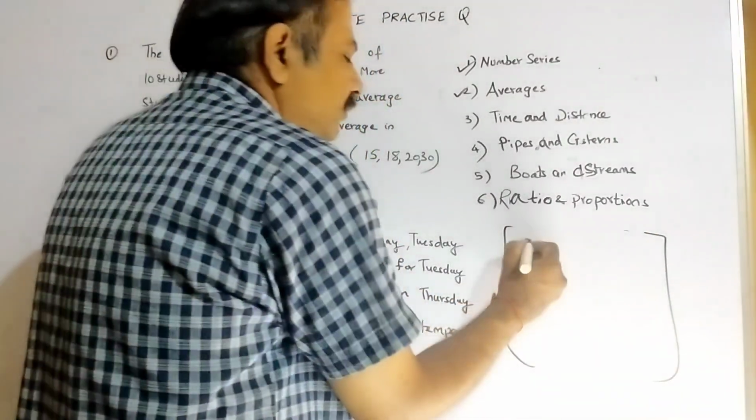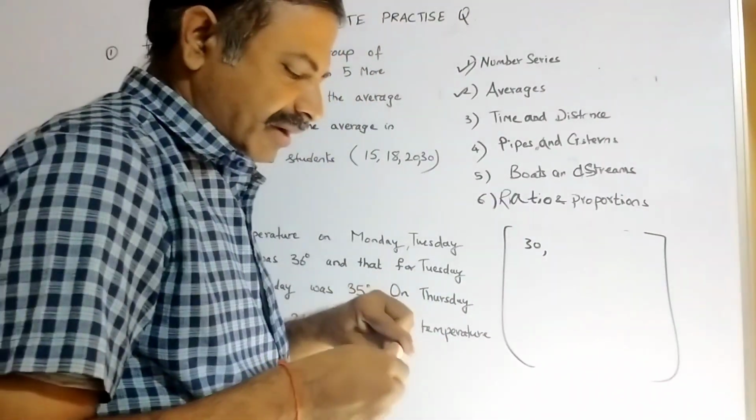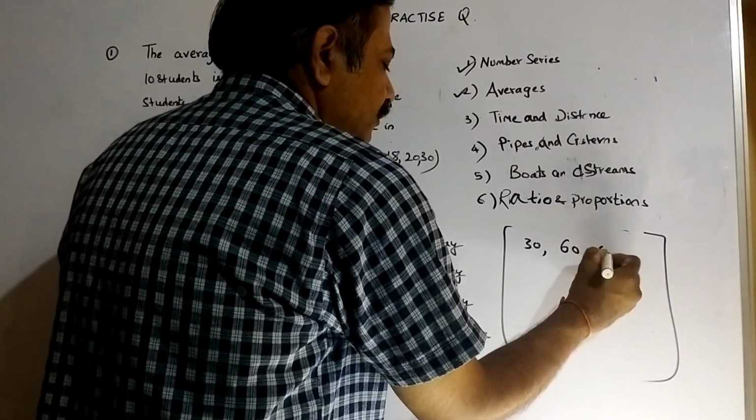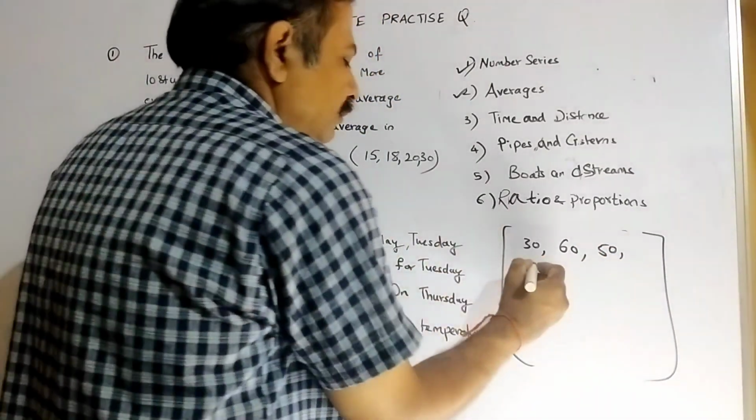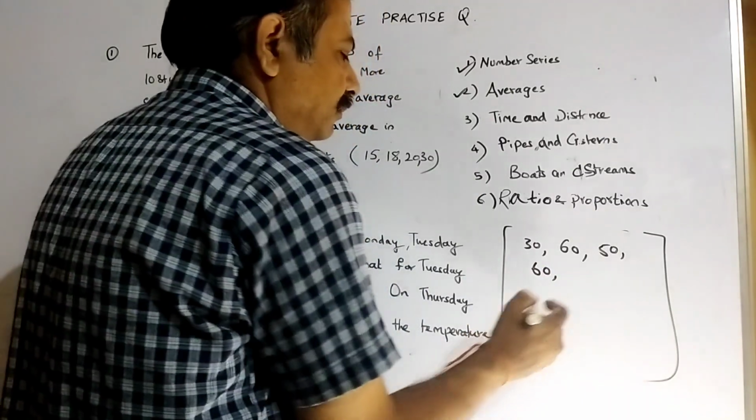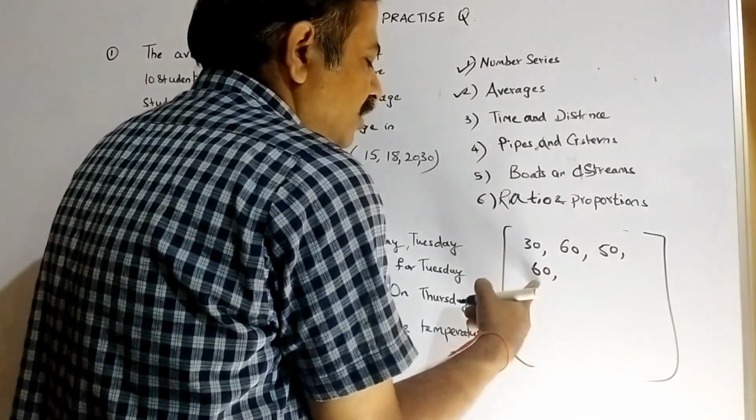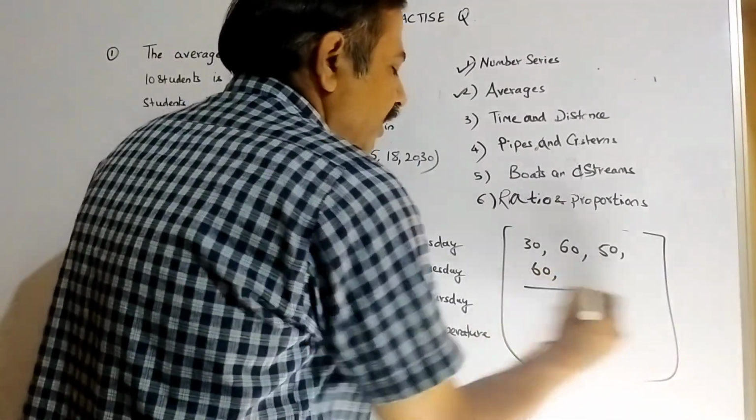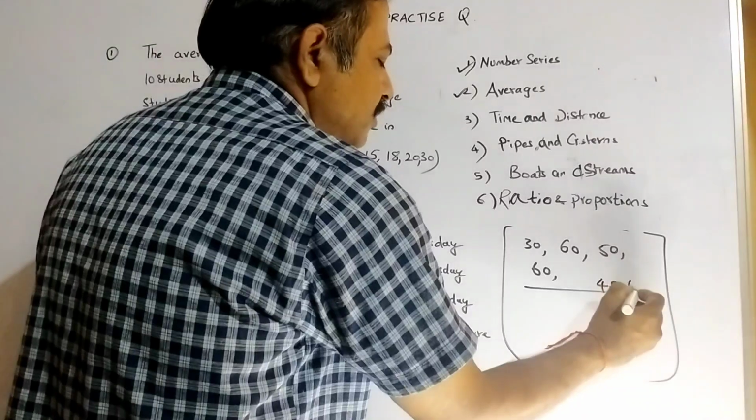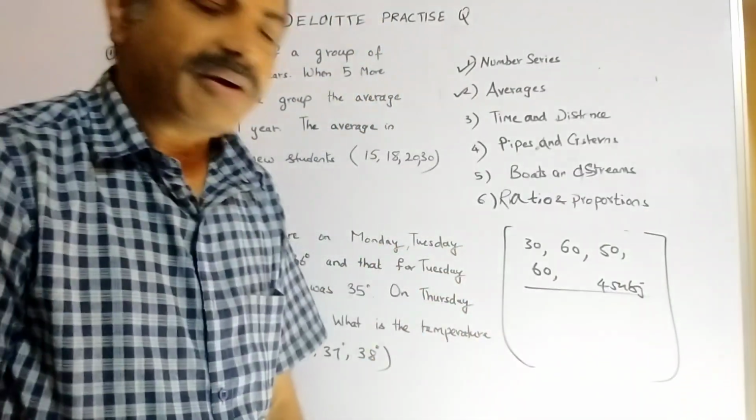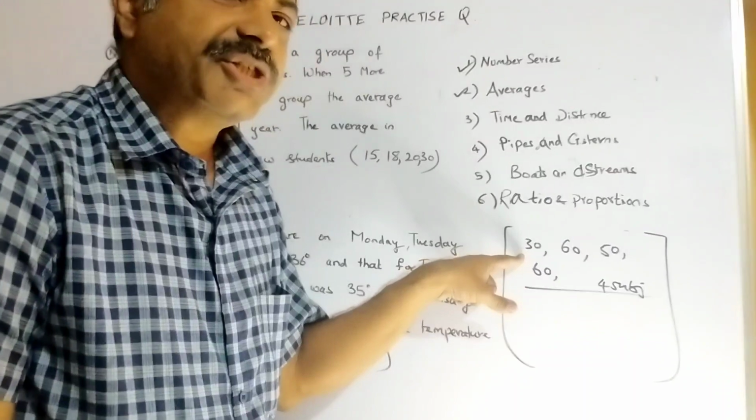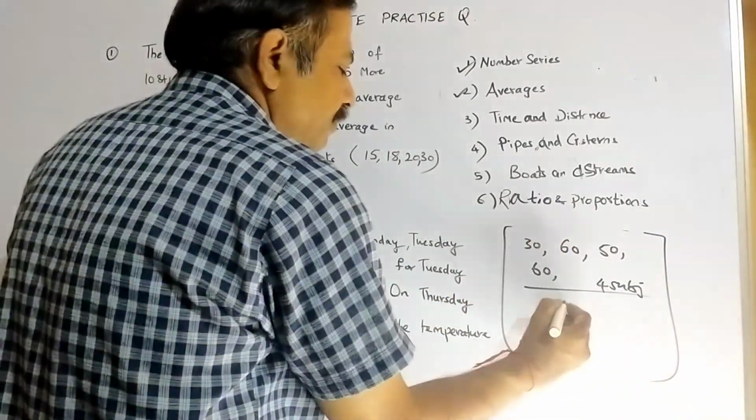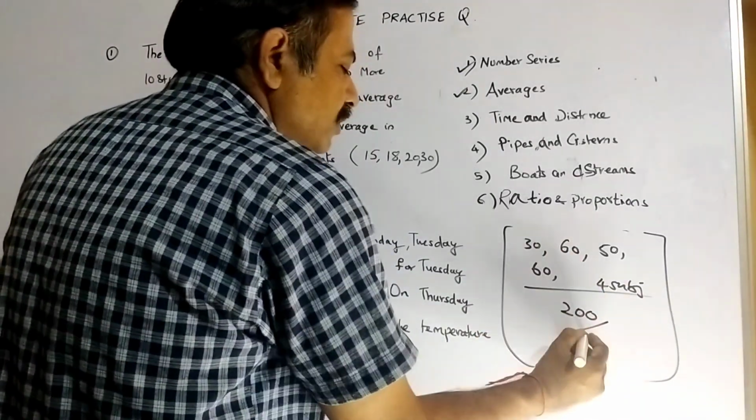Suppose one student got 30 marks in one subject out of 100 in an exam, 60 in one subject, then 50 in one subject, 60 in one more subject, and then 120, 150, 200 marks. Let us take 4 subjects. So these are the various marks he got. Now what is the average? Average means we add them up and divide by 4 subjects.